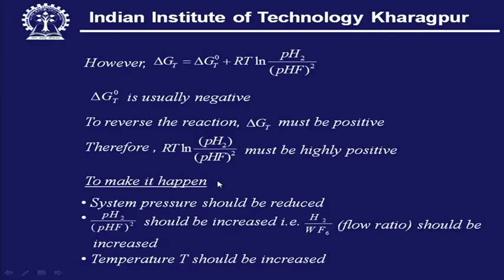And to make it happen, what we have to do during the CVD operation is that this should be increased adequately, which means the flow ratio at the upstream side of the CVD reactor, the quantity of hydrogen, should be in excess of what is required in the equilibrium condition. So, this flow ratio should be adequately increased, and at the same time the temperature T should also be increased, so that the whole thing becomes highly positive.